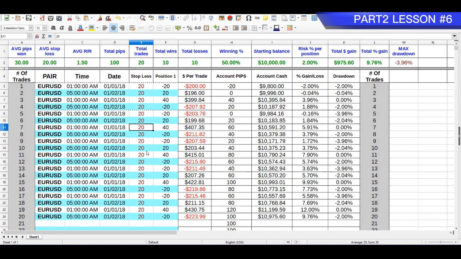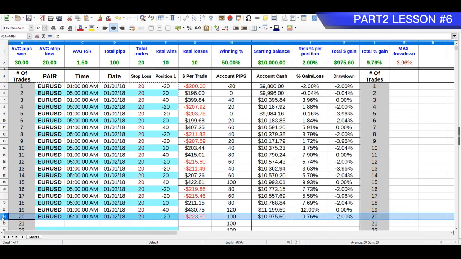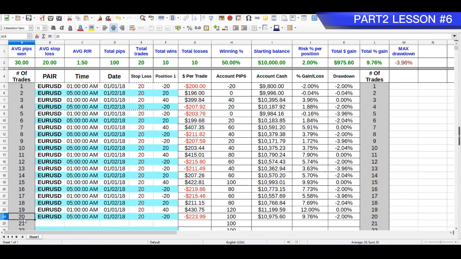All right, guys, so I've got those pasted in now, and as you can see, we have about 20 trades. Looking over here, here's the number of trades we have. We have 20 trades that have been recorded here, and now you can see that we have a 50% winning percentage, around a 1.5 risk reward, bringing our $10,000 account up by $975 or 9.76% with a max drawdown of 3.9%.